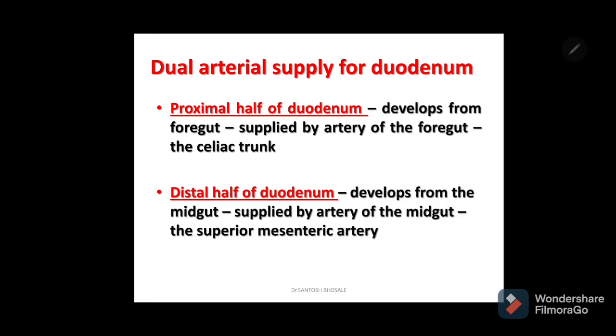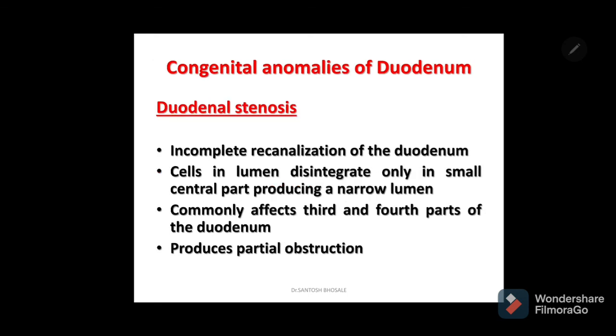And the dual artery supply of the duodenum reiterates the fact that it is derived from both foregut and midgut. The proximal half of the duodenum, which is developed from the foregut, is supplied by the celiac trunk branches, that is the gastroduodenal artery, resulting in the superior pancreaticoduodenal artery and retroduodenal artery. And the distal half of the duodenum, which is derived from the midgut, is supplied by the superior mesenteric artery branches like the inferior pancreaticoduodenal artery.